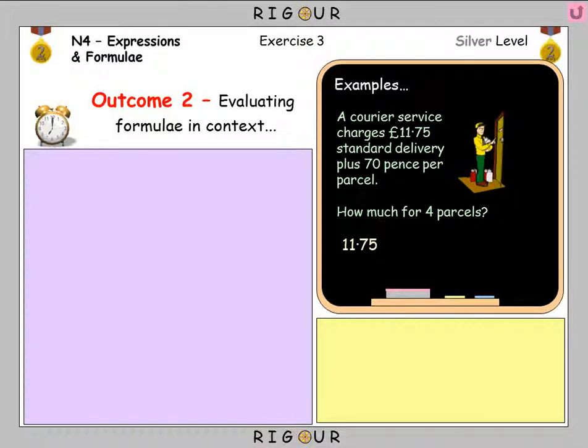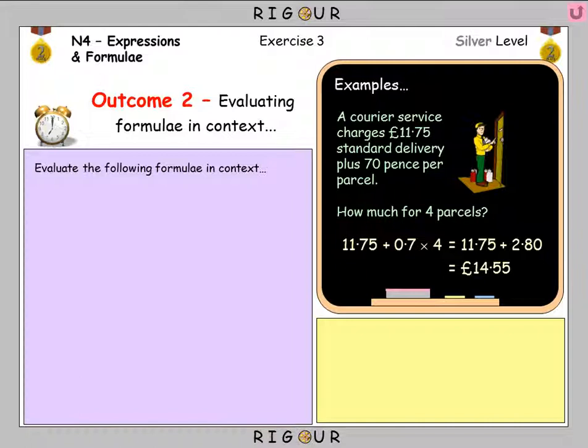So if the £11.75 is in pounds, we're going to change the 70 pence into pounds, which of course is 0.7 pounds. So if there's 4 parcels, we'd have to do 0.7 times 4. So a bit of BODMAS, we've got to do the times first. So 70 pence times 4 is £2.80. Then when we're finished, we just add that onto the £11.75, which gives us a final answer of £14.55.